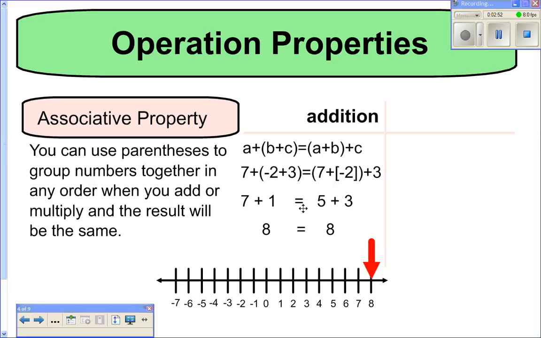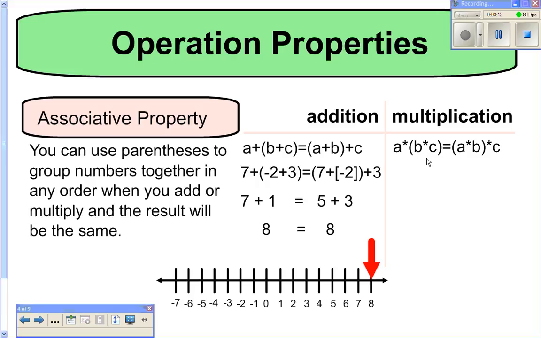So we see it doesn't matter in what order we add numbers together. If we're adding a group of numbers, we could add them in any order. We could group them in different ways and still get the same answer. What about the associative property of multiplication? Well, it says basically the same thing.